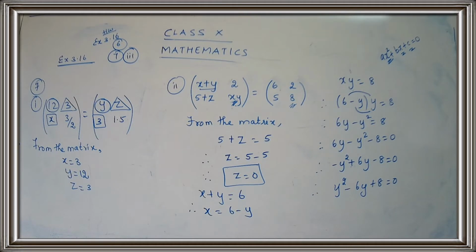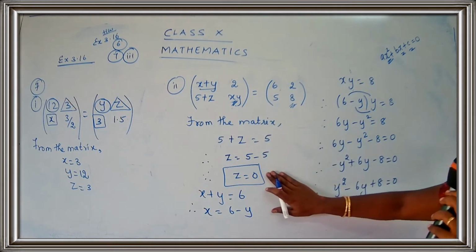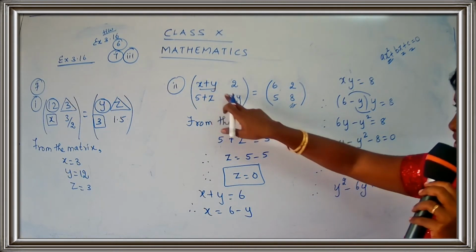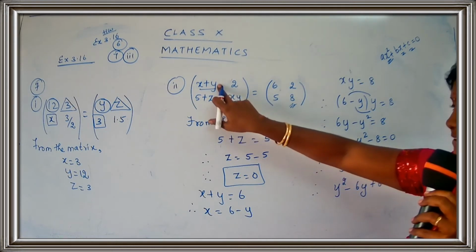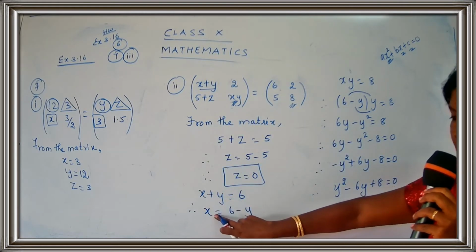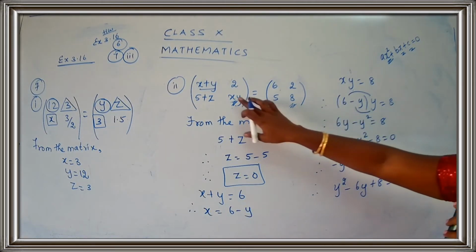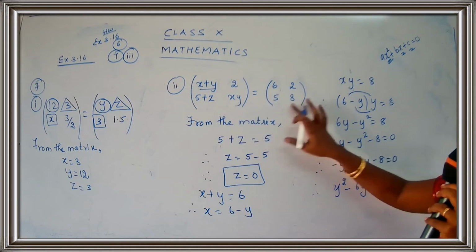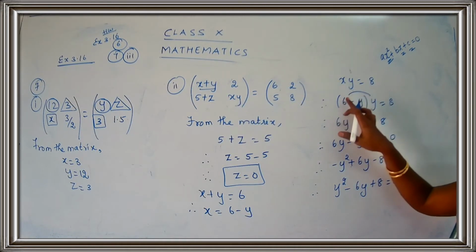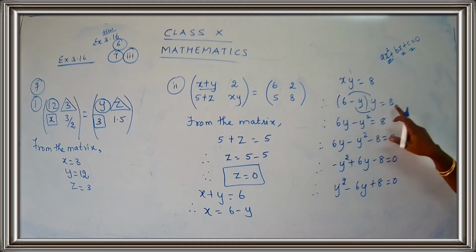I'll just explain the step once again, children. Listen over here. Till here it would be easy, yes, children. Directly from the matrix, y plus z is equal to 5, you got the value for z as 0. Then we have two unknowns, yes. So take the first unknown, x plus y is equal to 6. Try to write this in terms of x. X is equal to 6 minus y. Now we have one more equation over here, that is xy is equal to 8. So put the value for x as 6 minus y. 6 minus y into y is equal to 8.